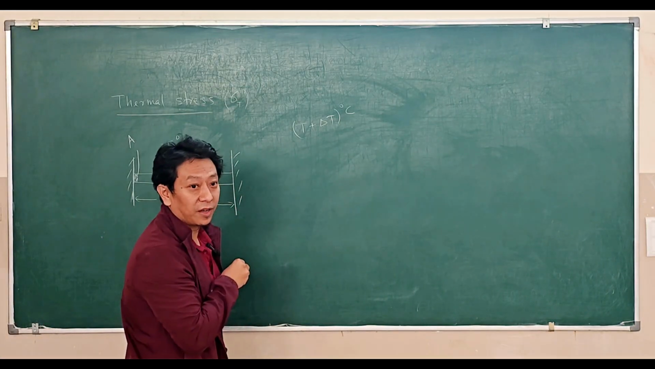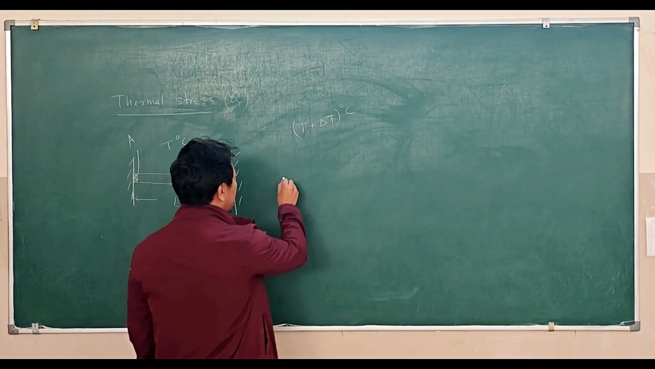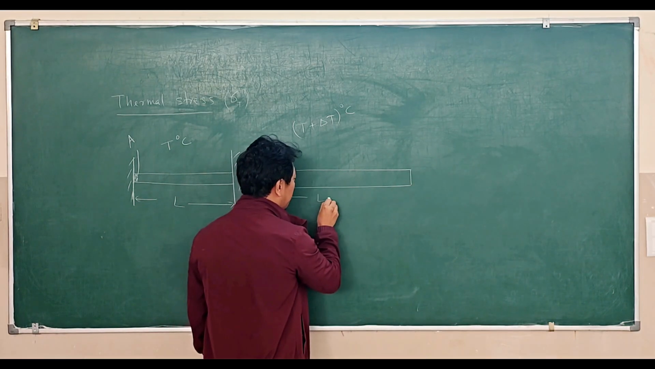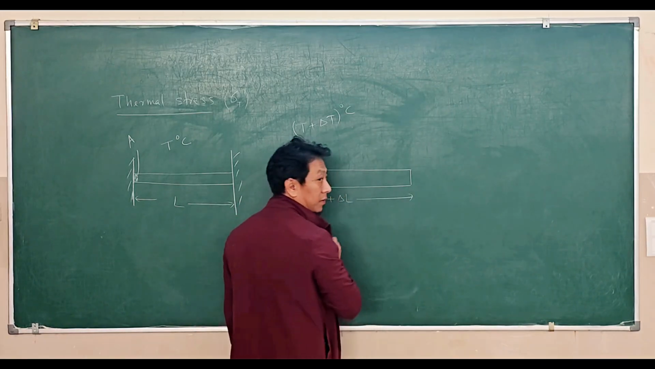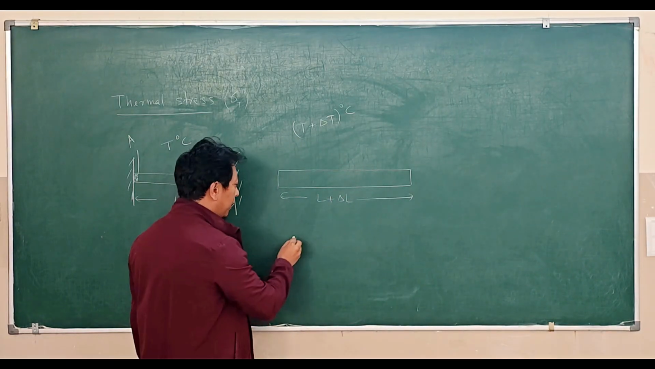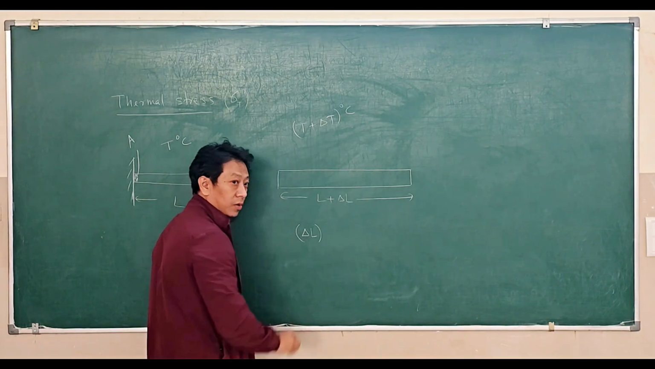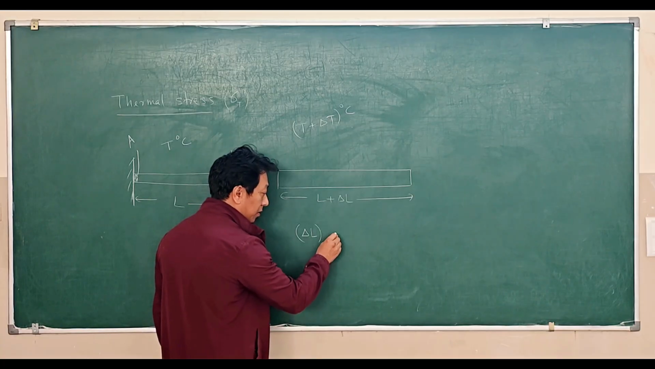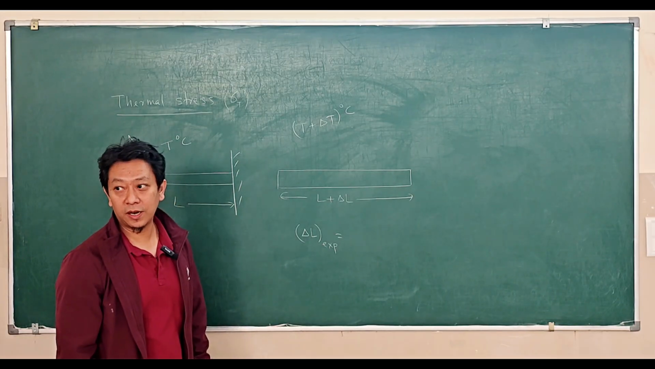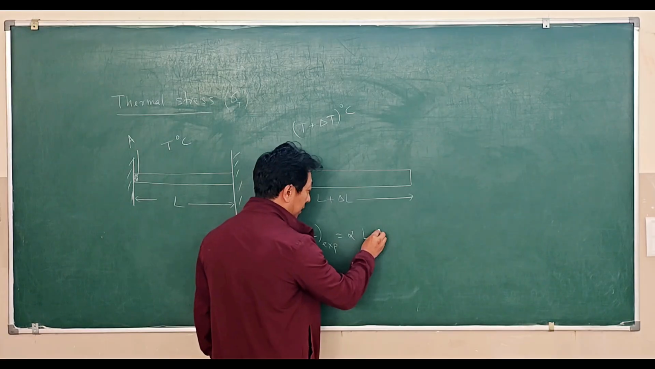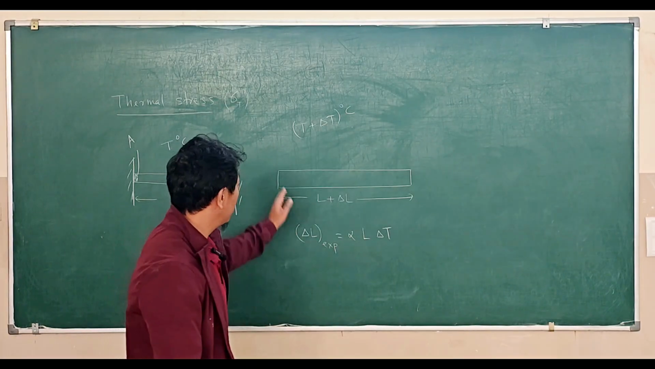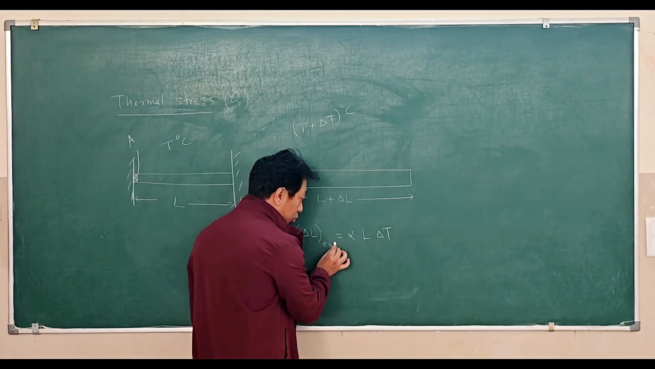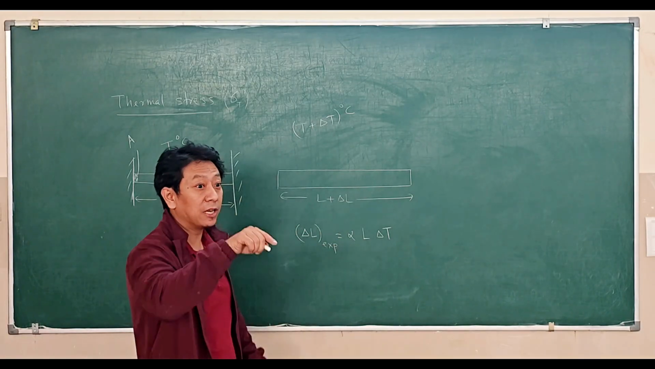Now if walls were not there, what will be the increase in the length? L plus delta L. So what would be delta L? This is due to thermal expansion. So due to thermal expansion, what will be the delta L? Alpha L delta T. So due to increase in temperature, this would have expanded by delta L. It would have expanded by delta L if walls were not there.